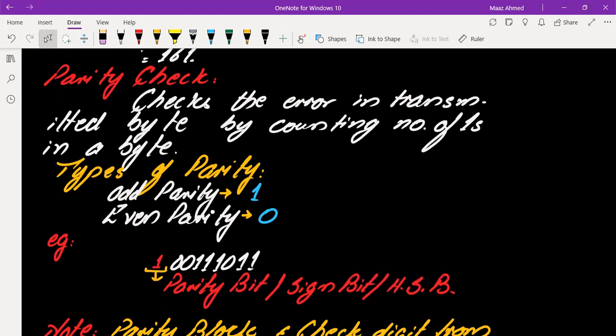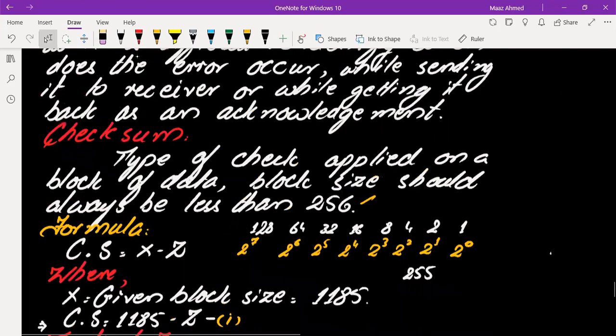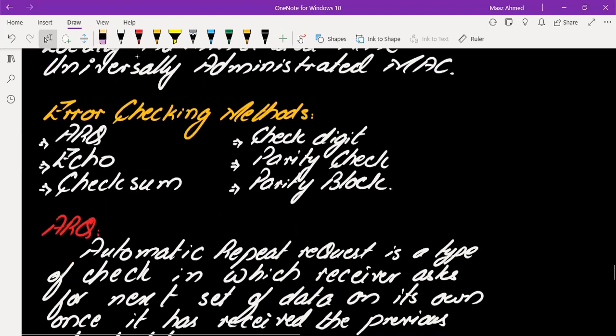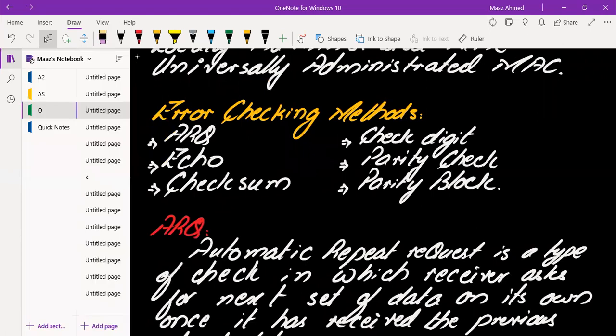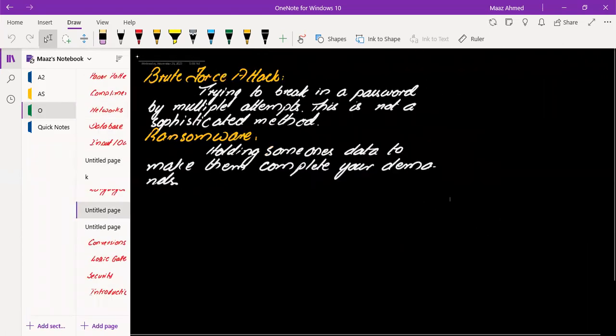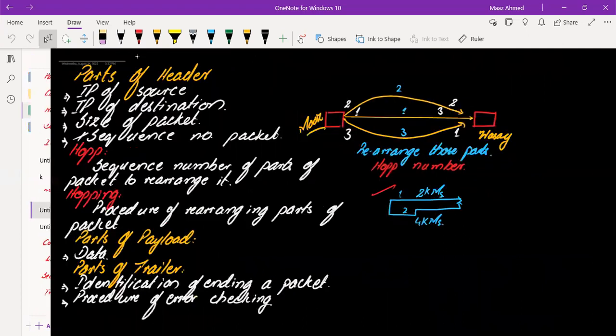Yes, sir. Yeah, okay. So we are done with how many of them? We are done with ARQ, we are done with the echo, we are done with the checksum, we are done with the parity check. Now we are left with 2, the check digit and the parity block. So before starting with that, I need to explain one more thing. What's regarding that? That is the parts of the header.